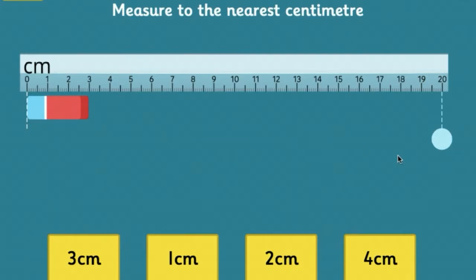Now the next object looks like an eraser. Again, it starts at the 0. I'll drag this all the way down to the very edge of our object. It looks like it is 3 centimeters long. So I'll come down here again and look for my 3 centimeters. Well done.